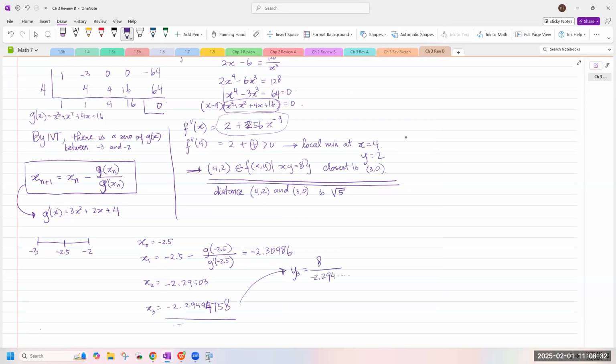And I think the problem is the distance. The distance from negative 2.29495, let's say, comma, negative 3 something from here. The distance between this number and (3, 0) is already greater than radical 5. So this coordinate may be a local minimum, but not the absolute minimum.